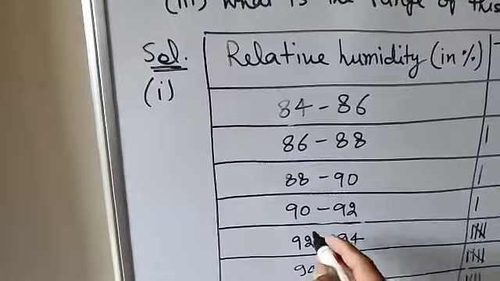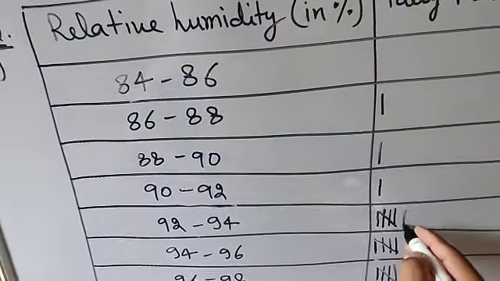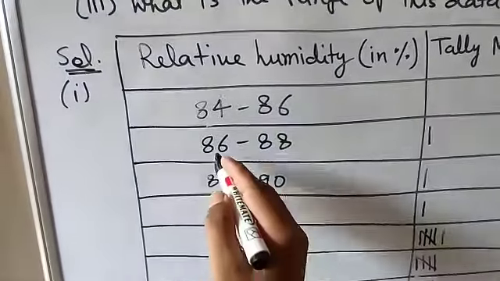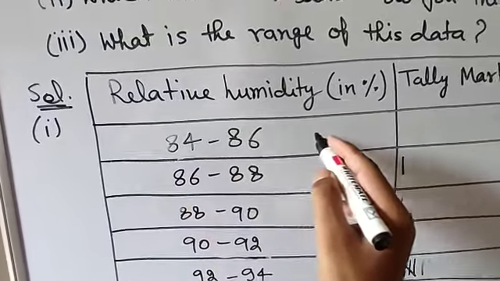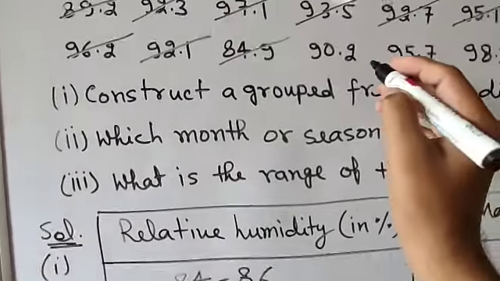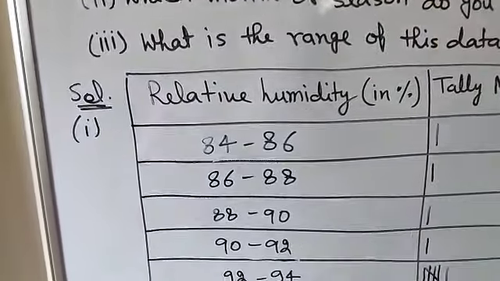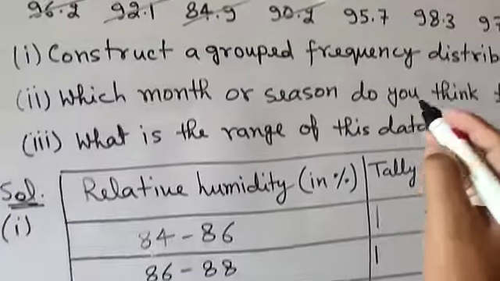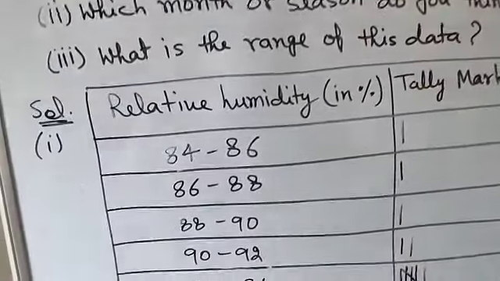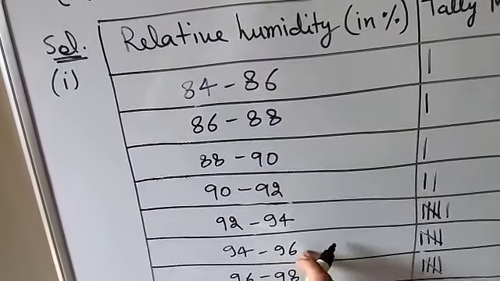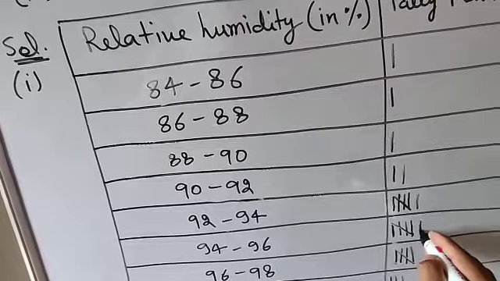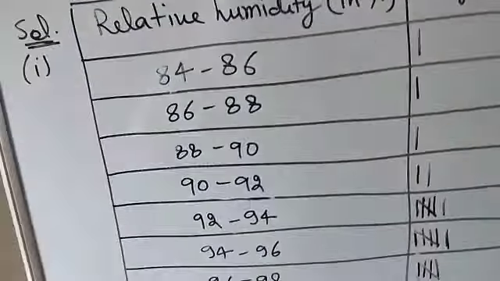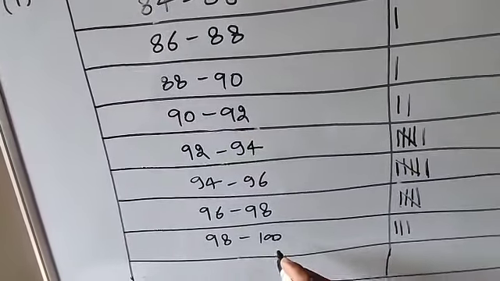92.1, cut it here, and it will exist between 92 and 94. Then 84.9, cut it here, and it will exist between 84 to 86 here. Then 90.2, cut it here, and 90.2 will exist between 90 and 92. Then 95.7, cut it here, and 95.7 will exist between 94 and 96. Then 98.3, cut it here, and 98.3 will exist between 98 and 100.